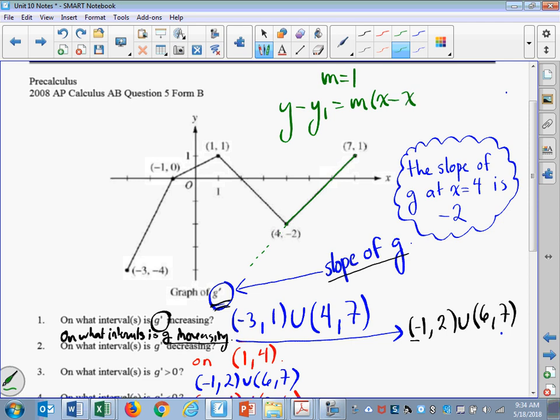So what we want to do is you can use either one of these points. It doesn't matter which one you use. I'm going to use 4, -2. So this is going to be y minus -2. The slope we found was 1, and the x is 4. So this is y plus 2 equals x minus 4. We'll subtract the 2 over to get x minus 6. So that's y equals x minus 6.